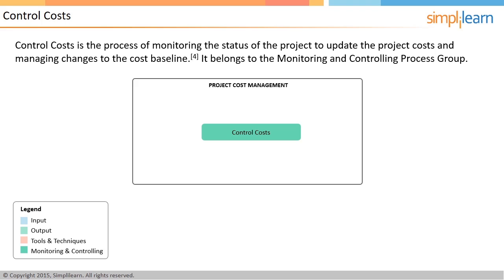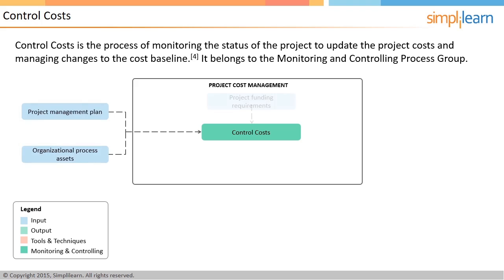The inputs to the process are project management plan, organizational process assets, project funding requirements, and work performance data. Work performance data contains the information about the project progress.